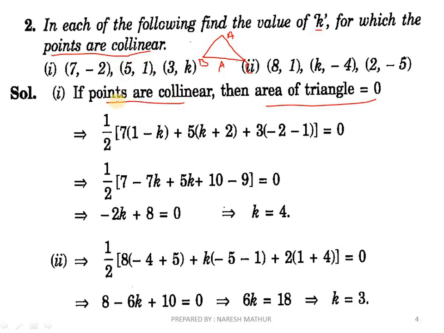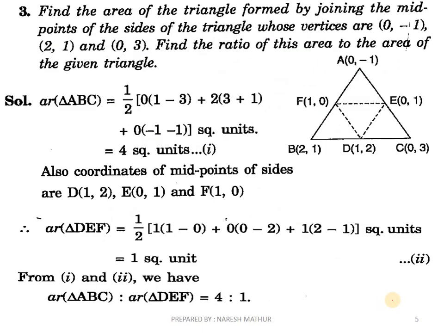So what we have to do is put these values in the formula for the area of a triangle and equate it with 0, and by this we can get the value of k. Easy. Similarly, we have a second question: 8 comma 1, k comma minus 4, 2 comma minus 5. Just put these values in the formula and you will get the value of k. Now this one is a little bit different, or important, we can say.